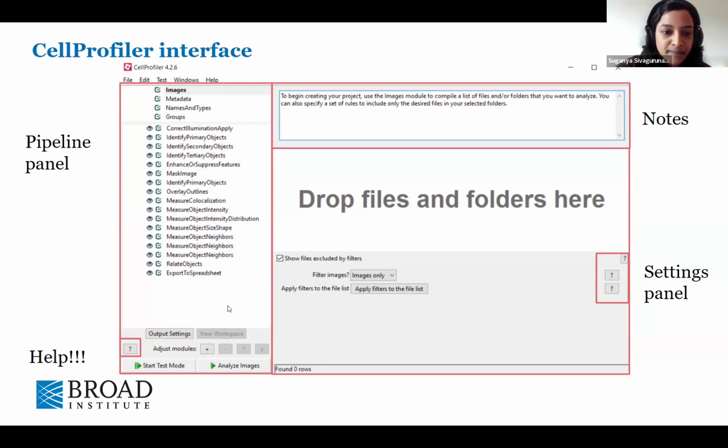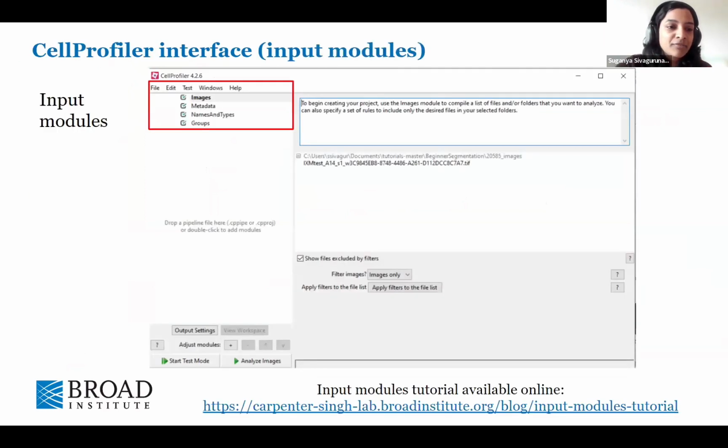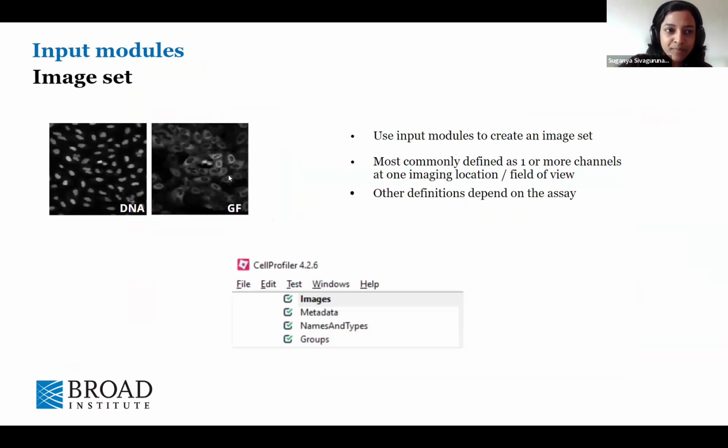With that, we'll start building a pipeline. The first step in building a pipeline is loading your images. And we have four modules, which we call input modules, which will help in loading your images. The Images, Metadata, NamesAndTypes, and Groups are all these four modules, which will help us in this process.